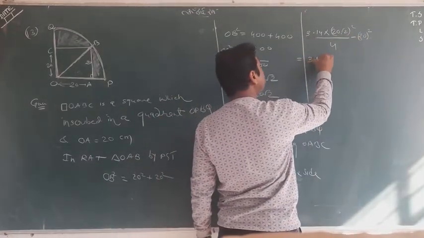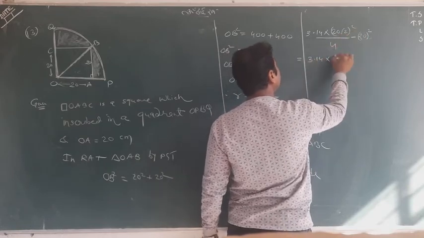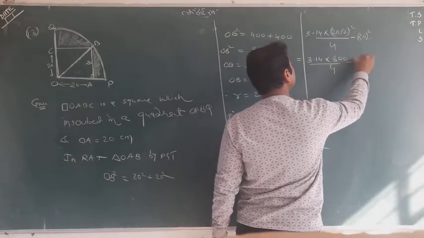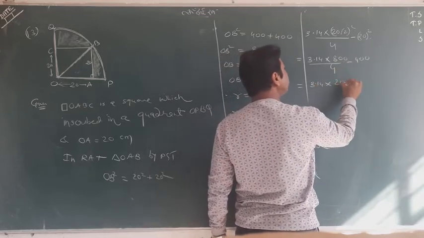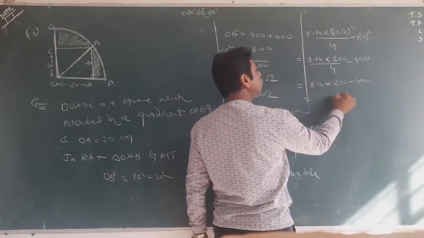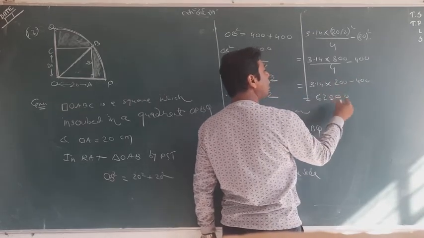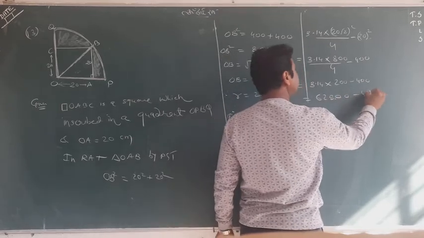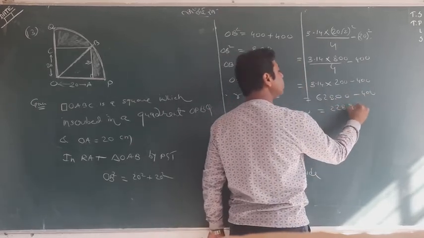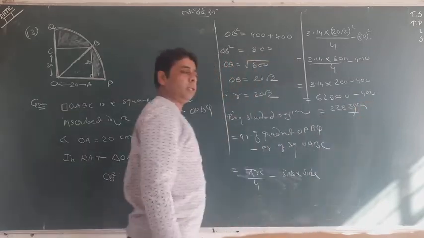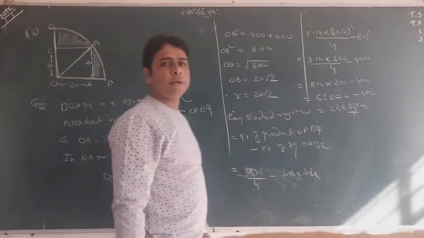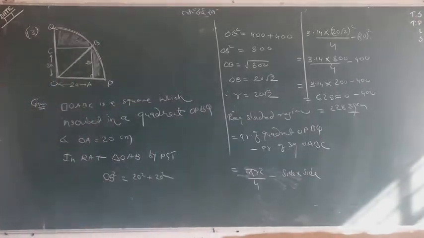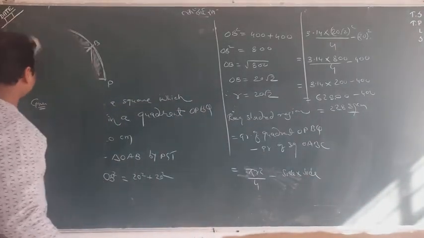Now to finalize: 20 root 2 whole square is 800 upon 4, minus 400. 3.14 into these two will be 200, minus 400. After multiplying, we get 628 minus 400, which is 228 square centimeter. This is the answer. It was all very simple calculation, nothing hard, just the very fundamental method. I don't think it's a tough one. So question 31 we have completed.